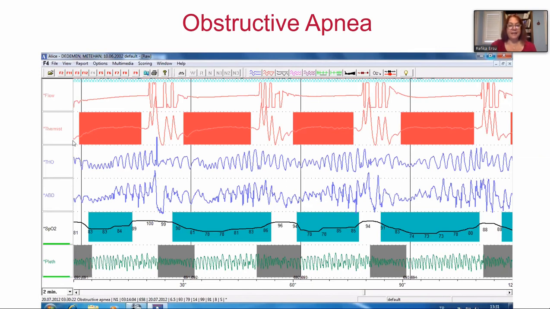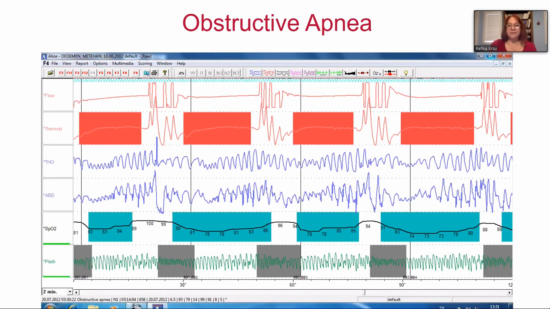This was a child we followed when I was working back in Istanbul at Marmara University. There was no flow in the nasal cannula or thermistor in the presence of thoracic and abdominal movements. And the patient probably had an arousal here. I don't have the EEG here. And then took a couple of normal breaths, and had another obstructive apnea, normal breaths, another obstructive apnea, and in the presence of profound desaturations. So this was a very severe obstructive sleep apnea. This is 120 seconds of sleep, and the patient already had 4, and there's another one coming here, 5. And as you know, more than 1 obstructive apnea-hypopnea index per hour is abnormal.